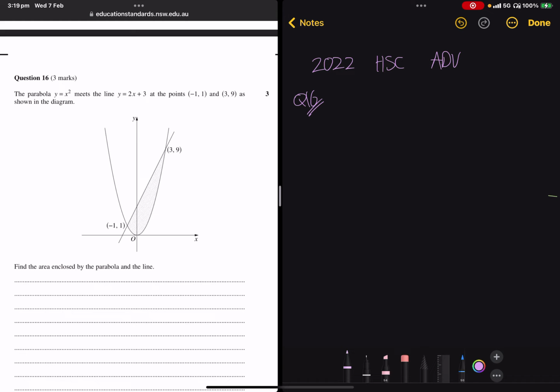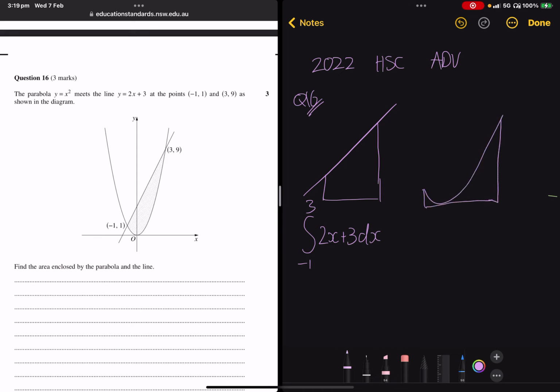Okay, so this is going to be the difference between two integrals. What we really have is a line that casts a shadow down to the x-axis. This will be the integral of 2x plus 3 dx from minus 1 to 3. And then we have the parabola, which casts a shadow down, which is these bits, and this will be the integral from minus 1 to 3 of x squared dx.